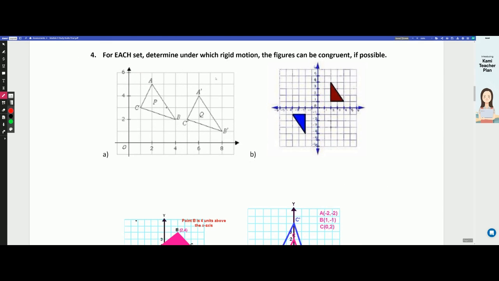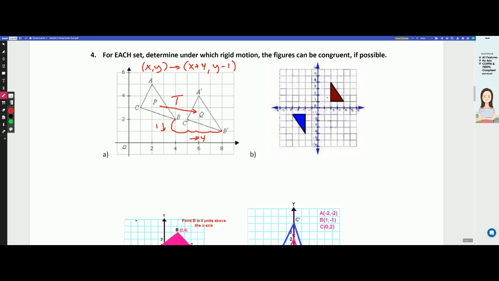All right, number 4, determine under which rigid motion the figures can be congruent. So I'm looking at P to Q, and it looks like we're just translating along a certain vector. If your teacher wanted you to write the rule in the notation, we went to the right. Let's double check. We went down 1 and over 4 to the right. So we went to the right 4 units, and we went down 1 unit on our y. So again, that was a translation.